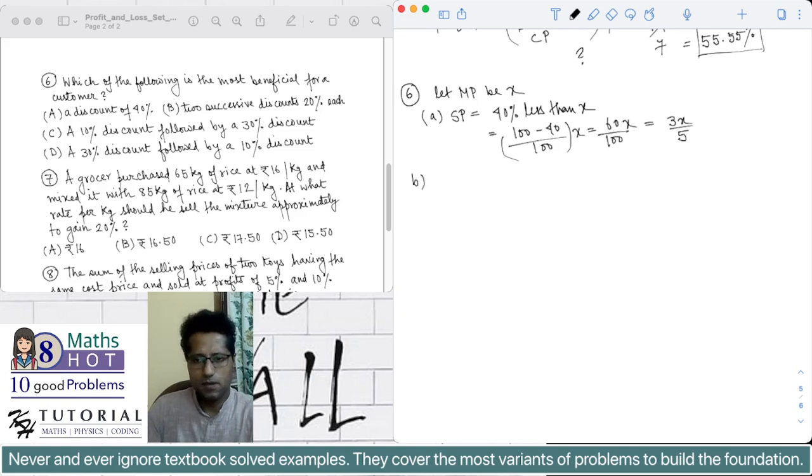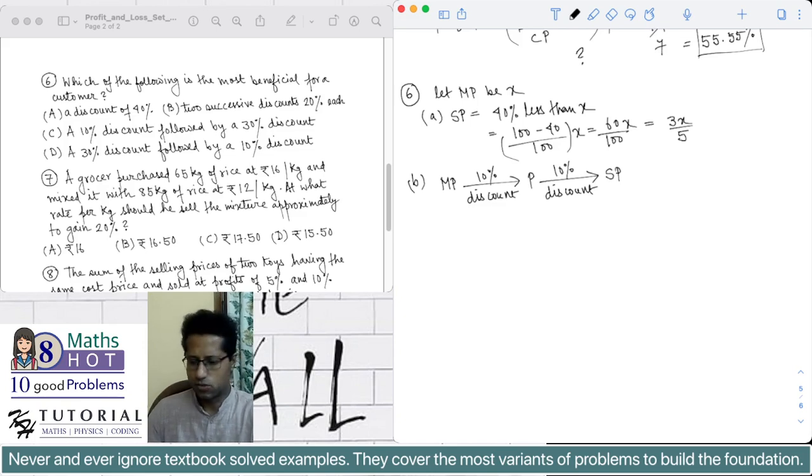Now choice B is two successive discounts applied on the mark price. As you can see, from the mark price there is first a 10% discount. Let's say the reduced amount when the 10% discount is applied on MP is P, and then from P there is again a 10% discount, and then we get the final SP.